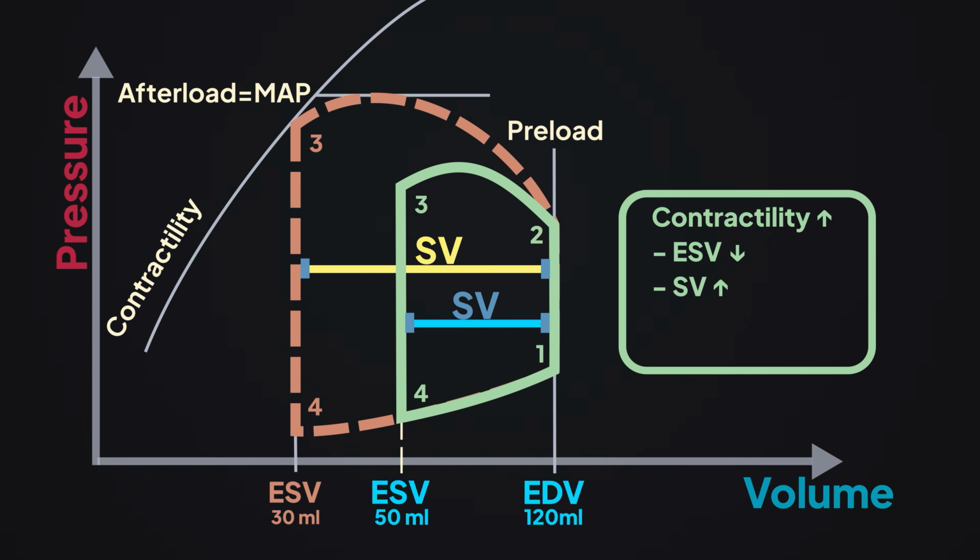And there is a quick reminder. Ejection fraction is just a ratio between the stroke volume and end-diastolic volume. So if your stroke volume goes up, your ejection fraction goes up too.